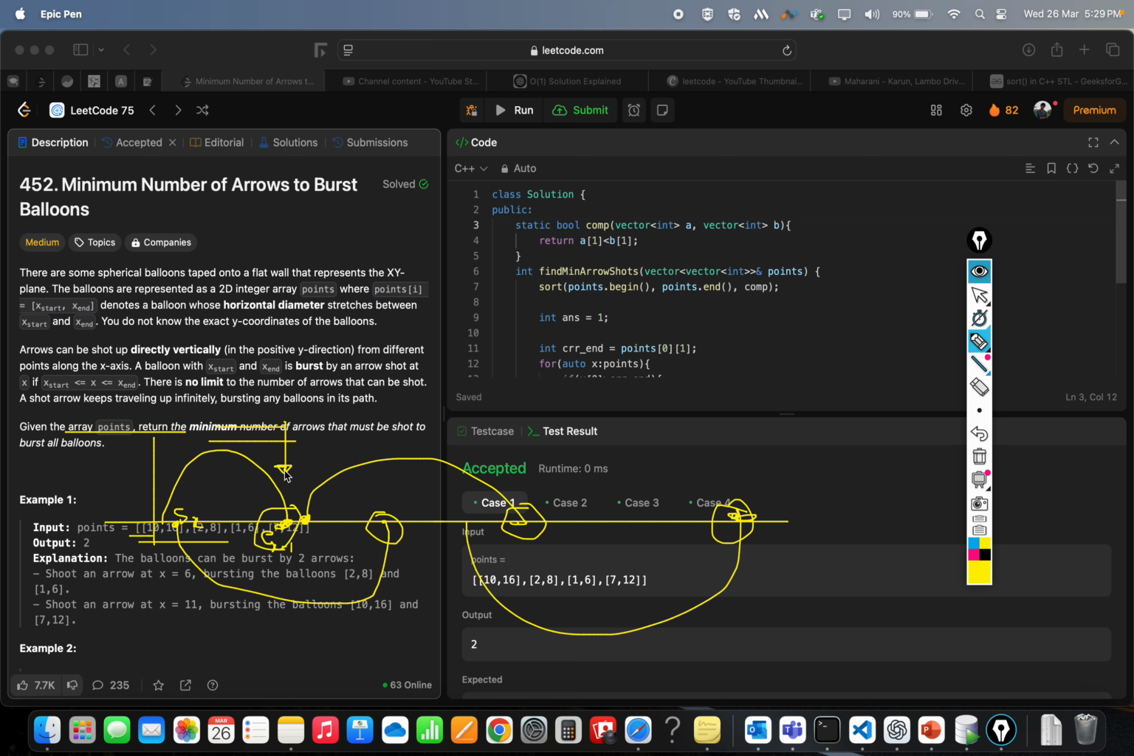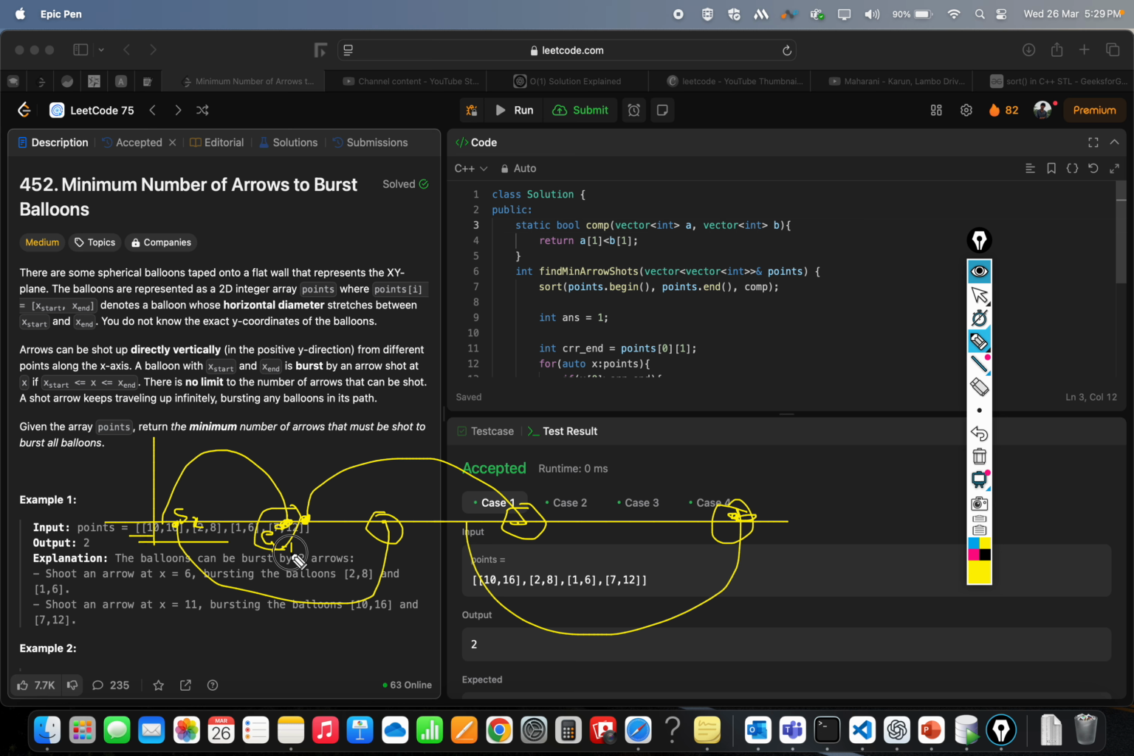So learn this: if we need to merge the intervals, we'll work on the starting points, and if we need to find the common part between the intervals, we need to work on the ending of the intervals, right? Okay, so what we are doing is sorting on the basis of the ending point.